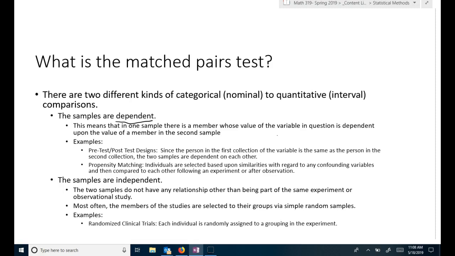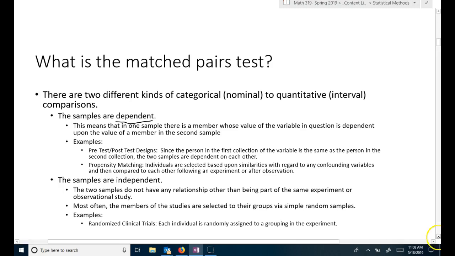Or we might go in and do something called propensity matching, which is where we construct a person in one sample that is basically identical to the other person in the other sample, okay? And that allows us to eliminate any kind of confounding variables.